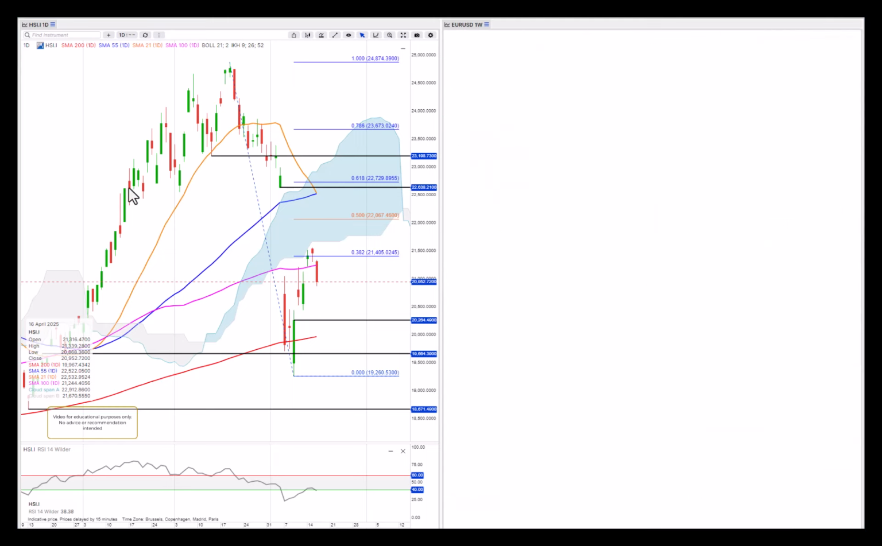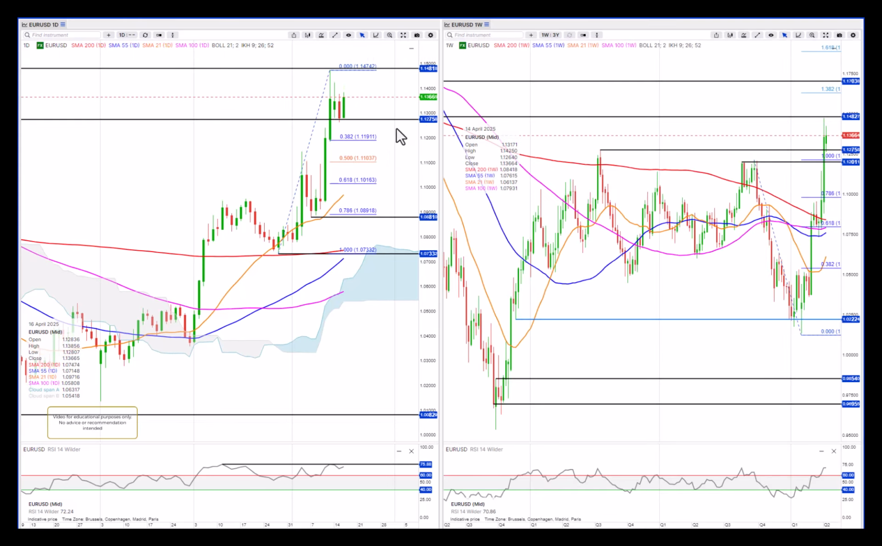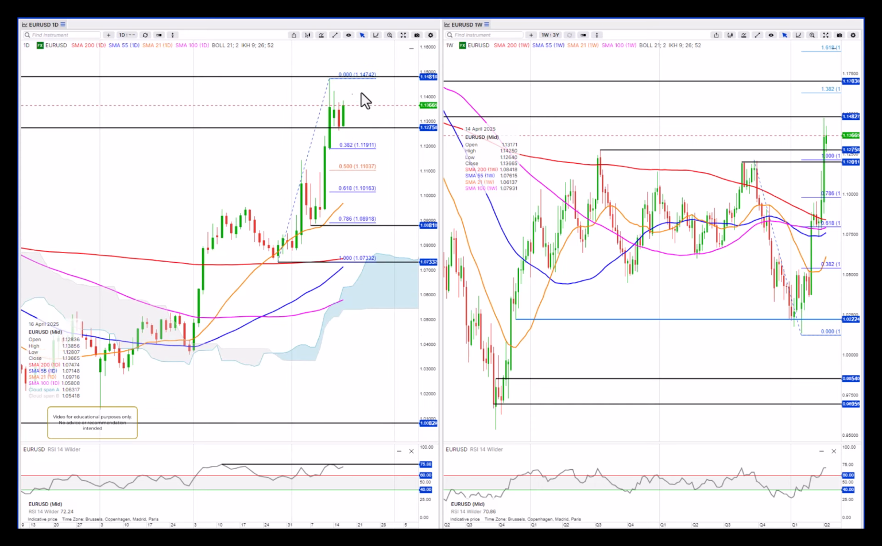Moving on to euro dollar. Euro dollar bounced off the minor support at 112.75. If it takes out 114.85, then there's potential up to 117. I still believe we are in a correction mode. So if it takes out the lows from yesterday at 112.60, then we could see a correction down to 111, maybe a little bit lower.